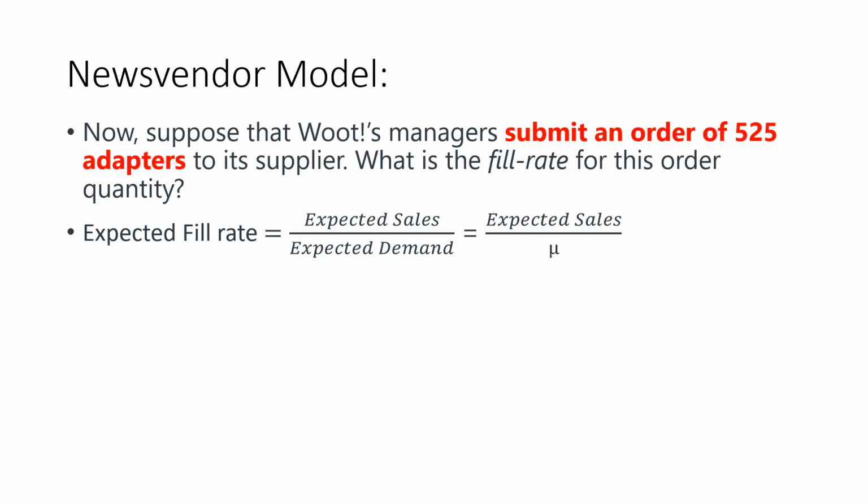The manager submits an order of 525 adapters, which means Q is already given. Q is 525. Then you need to figure out L of Q, and then expected sales is equal to mu minus L of Q. Let's see the answers.